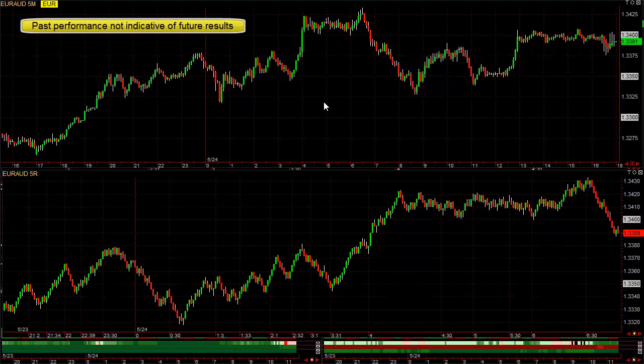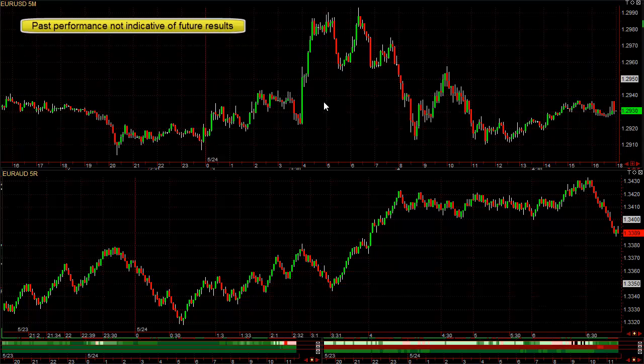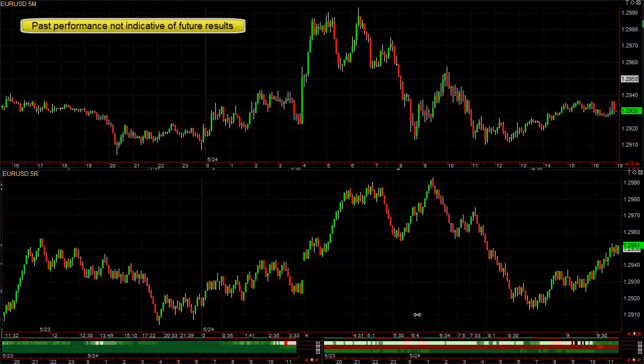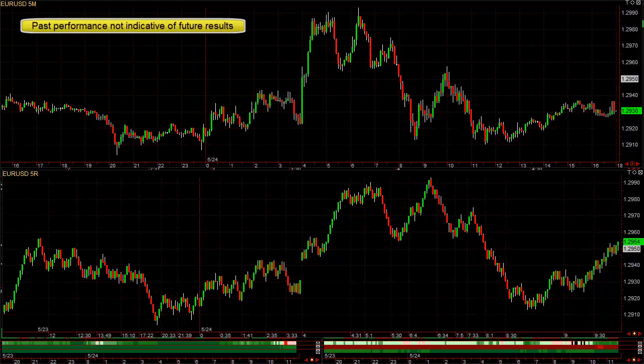Let's take a look at the euro dollar at 4 o'clock, and we'll go to a 5 pips per bar range chart at 4 o'clock also. Again, look at the increased clarity with the range chart.